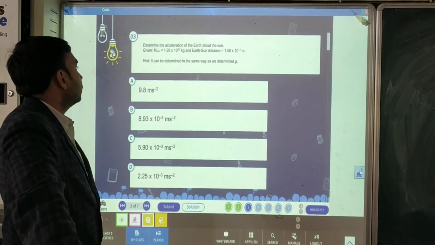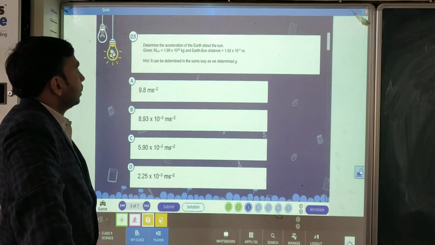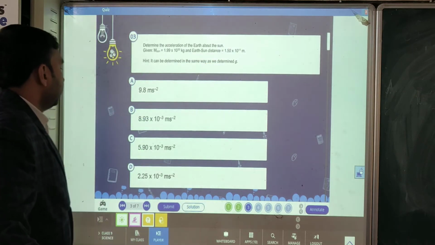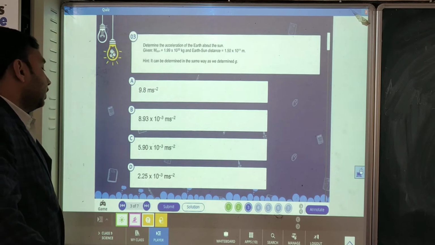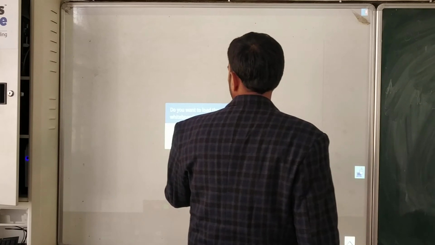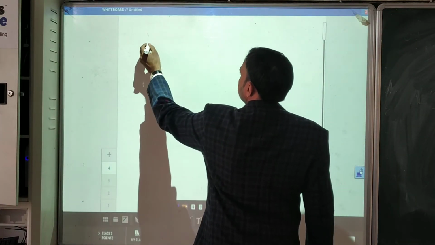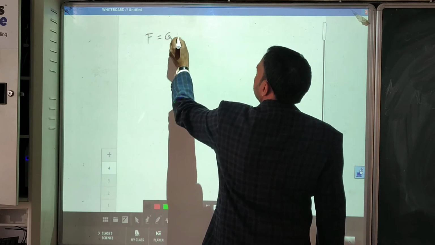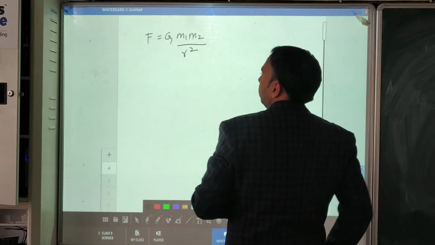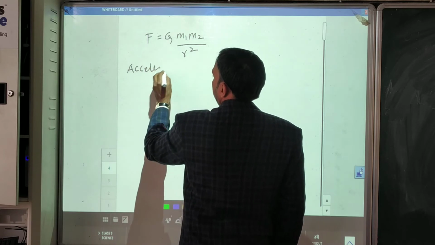Now the third one is: determine the acceleration of the Earth about the Sun. So we need to find this. The given parameters are there, and we use the formula. What is the formula? We have seen that the force is G m1 times m2 upon r square. Now how can we find the value of acceleration due to gravity?